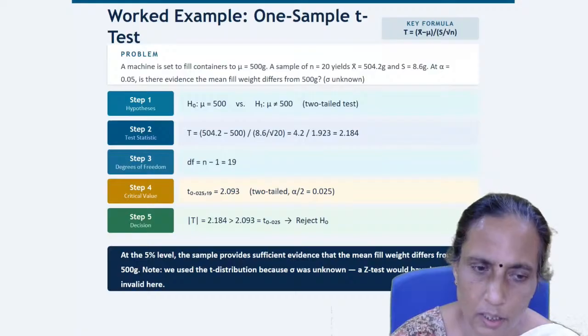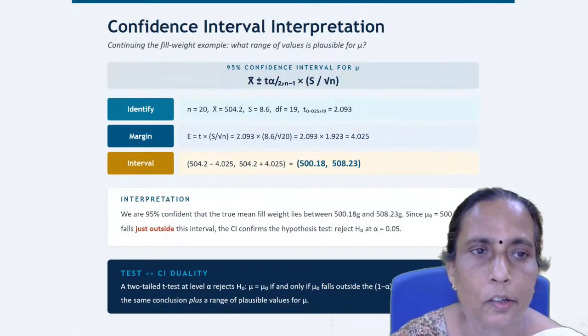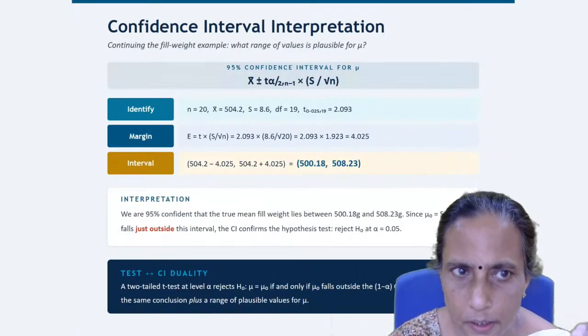This is a worked out example. Confidence interval interpretation, continuing the fill-weight example.